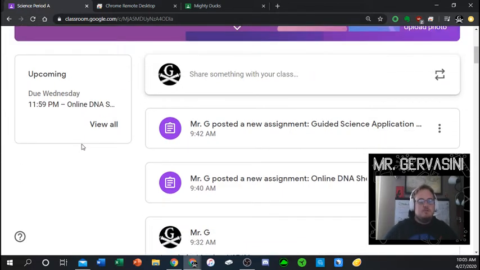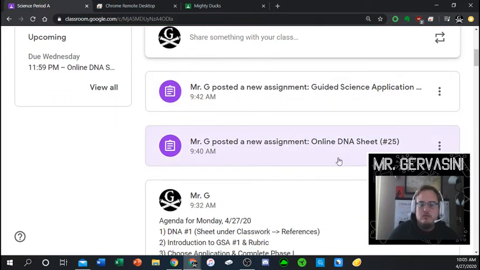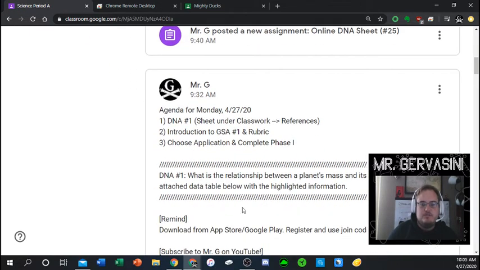So, a lot was posted this morning in Google Classroom in science. Something called a guided science application. We'll talk about that after we do our DNA. Your next DNA sheet was posted. That's obviously what you're answering today's DNA question, which is in these brackets.